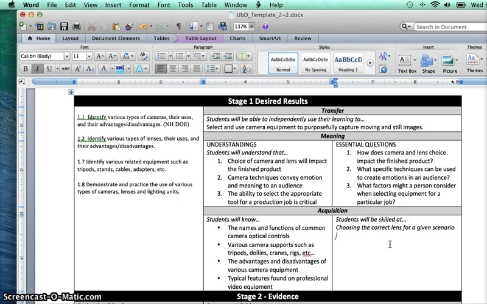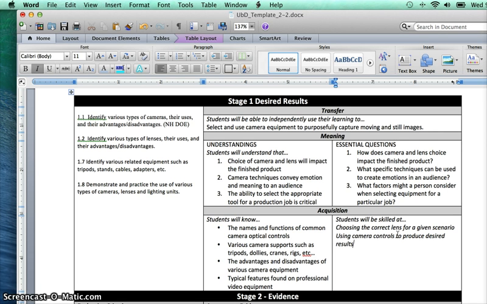Students will be skilled at, and this does not say anything in here about concepts such as setting the focus. Well, if they're going to be using lenses, even though I know it only says demonstrate and practice the use of, I think we need to specify this a little bit more. Students will be skilled at using, let's say, camera controls to produce desired results.